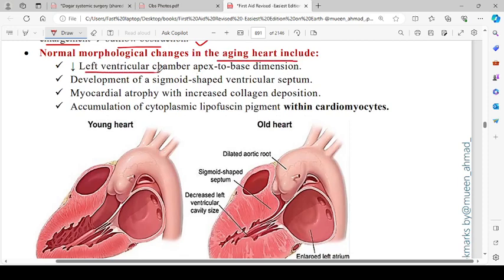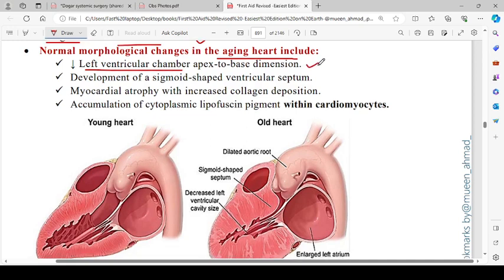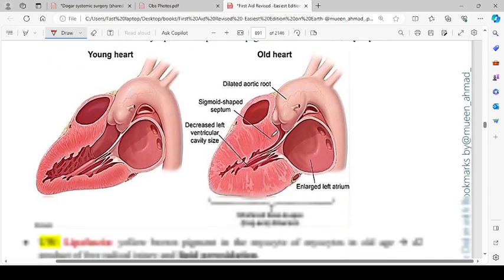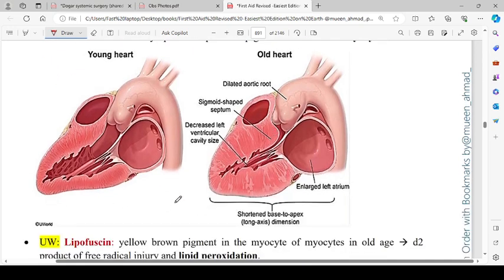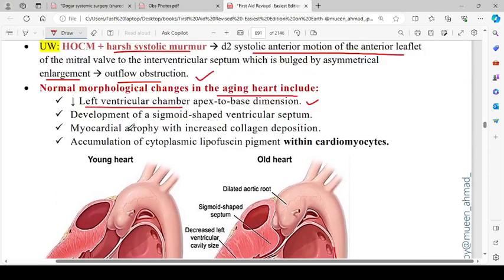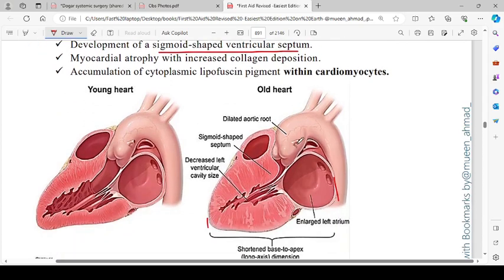Normal morphological changes in the aging heart include the following. First is decreased left ventricular chamber apex to base dimension. So like this is the apex to base dimension. Like this is the apex and this is the base. So that dimension is decreased. This is the normal young heart. This is the old heart that is decreased. Secondly, development of a sigmoid shaped ventricular septum.